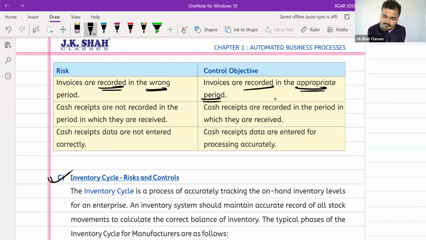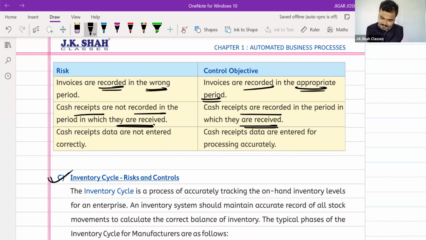Tell me, my dear charter, in case of order to cash. Order to cash. When I am selling the goods, do you think I am going to receive the money? Obviously, sir, if you are selling the goods, then definitely you are going to receive the funds. So, first point, people: cash receipts are not recorded in the period they were received. Sir, it's a risk. So, what is the best solution? Sir, cash receipts are recorded in the period they were received.